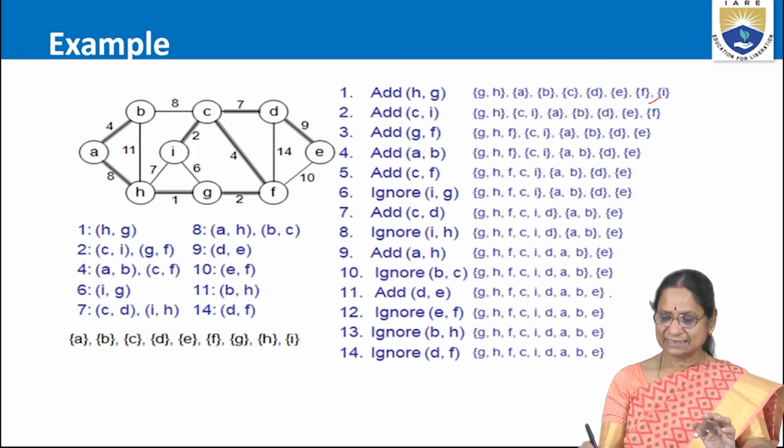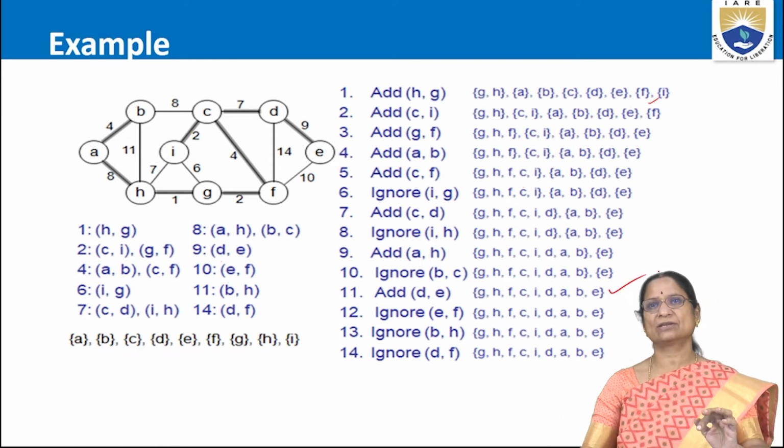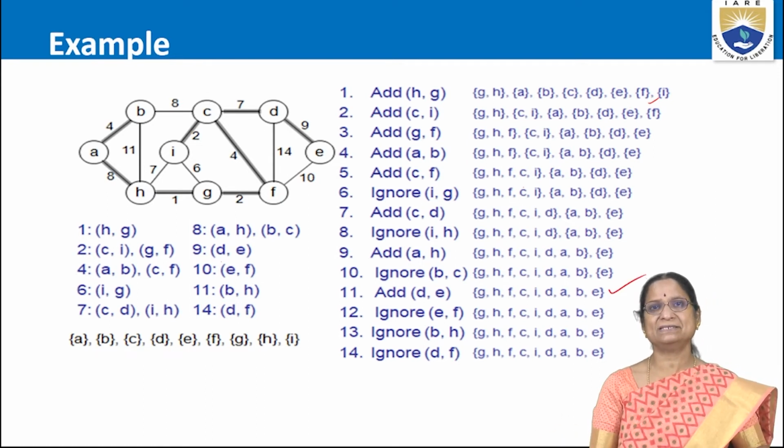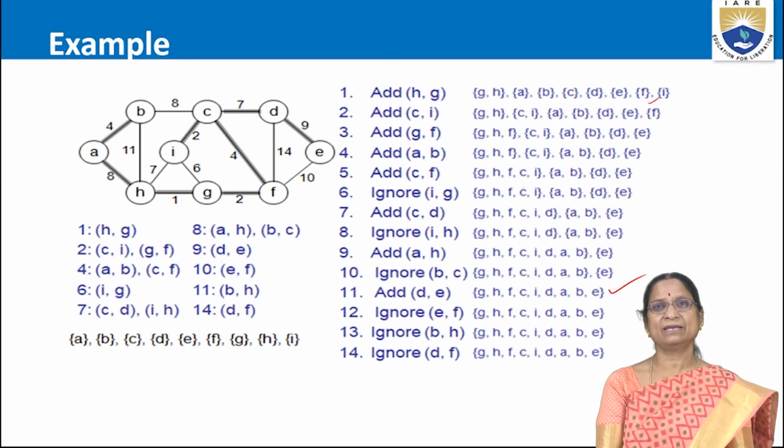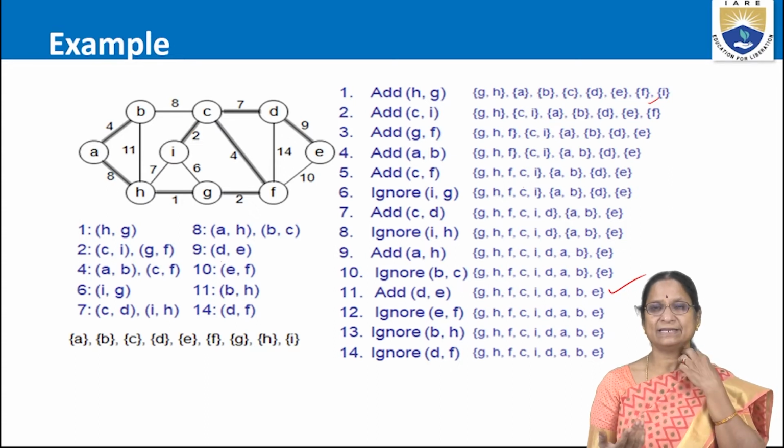Now I got only a single set. I can stop there actually. Once I got a single set, it means all necessary edges are added. I got a single set I can consider. Even though you are considering the remaining edges, it doesn't make any sense to us.